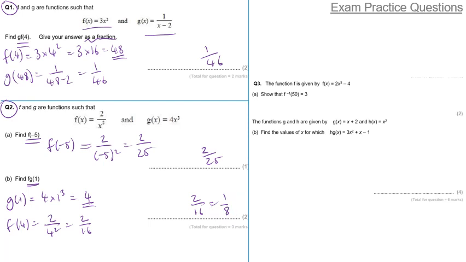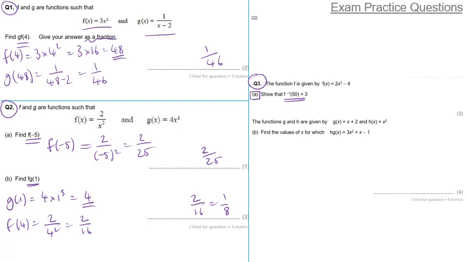Now, question 3 is trickier. So I'll give you a couple of hints. I suggest you then pause it and try it if you haven't worked your way through the question already. So for part A, we need to show the inverse function of f for 50 is equal to 3.